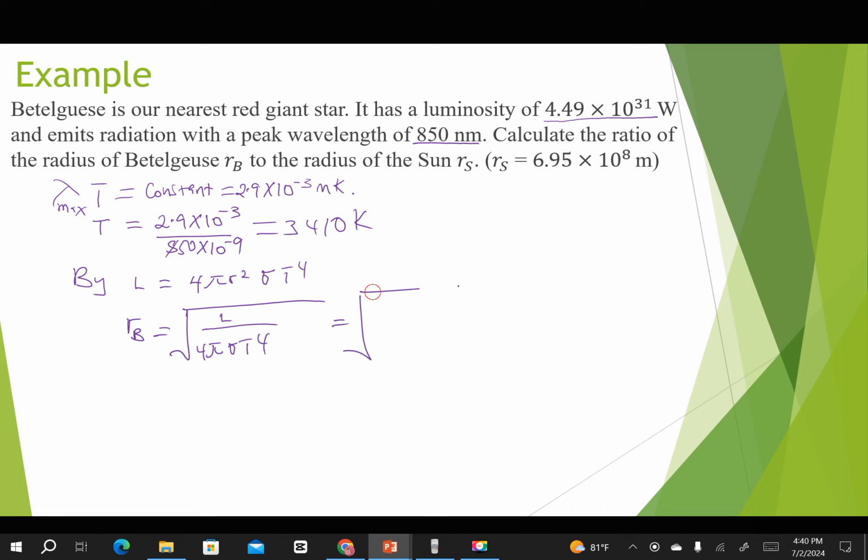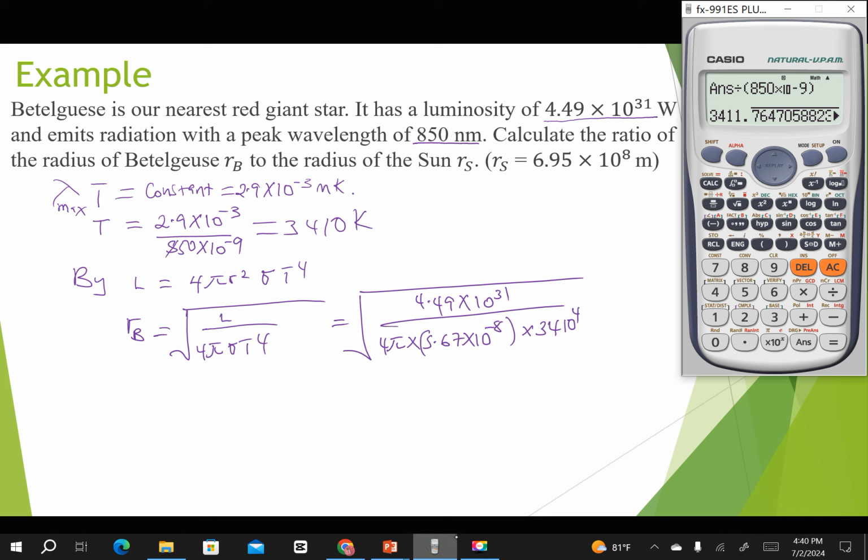When I substitute, this is going to be the luminosity, which is 4.49 times 10 to the power of 31 divided by 4 pi times sigma. Sigma is known to be 5.67 times 10 to the power of minus 8. That is Stefan Boltzmann's constant, sigma. Then times T to the power of 4, which is going to be 3410 raised to the power of 4.